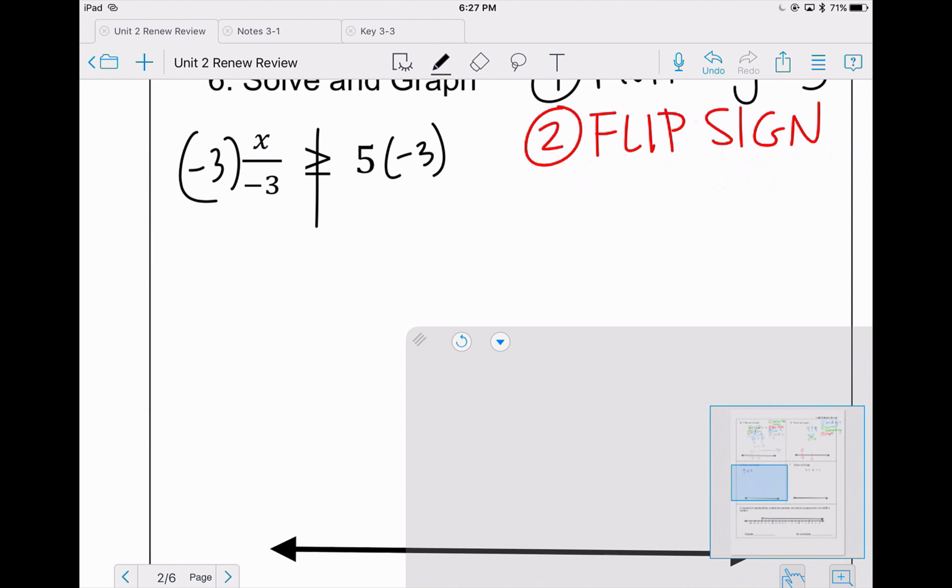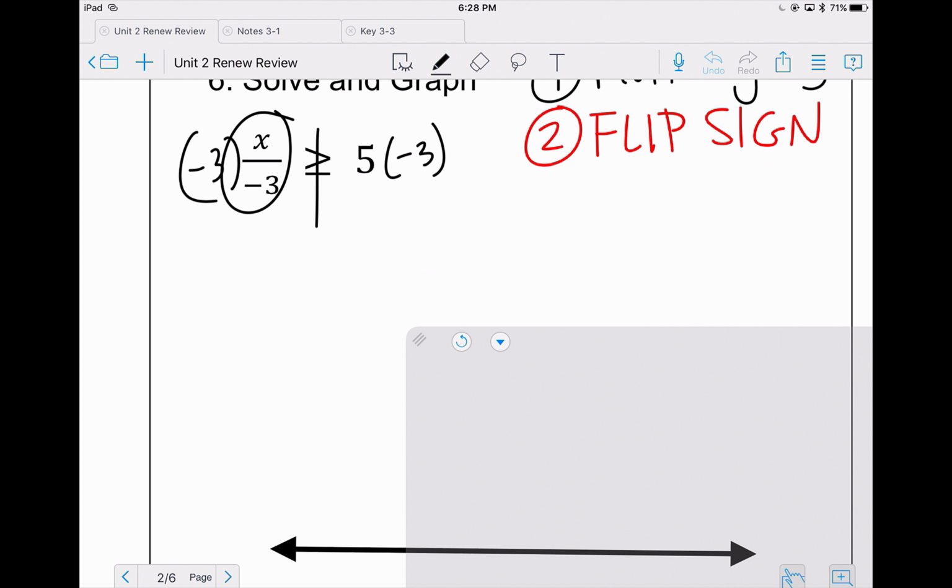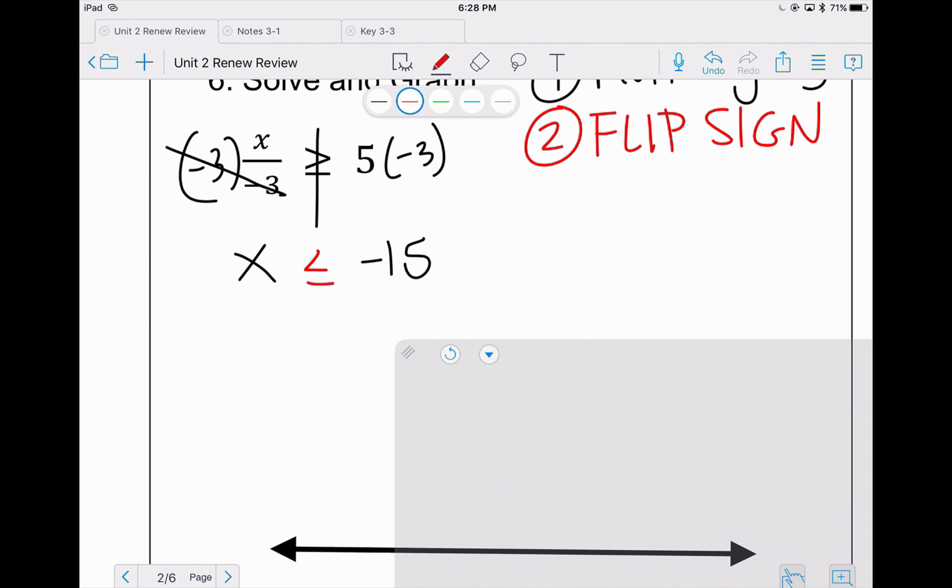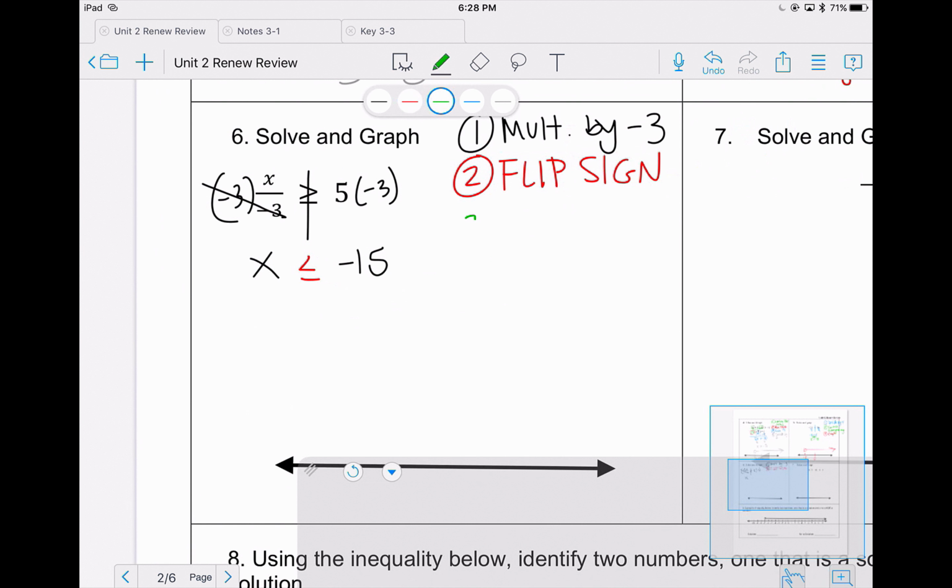Now keep in mind, the whole reason we are multiplying is because this means x divided by -3. The opposite of division is multiplication. So -3 divided by -3 is what's happening over here, and it cancels. That's why we are multiplying. So do not tell me that we now have -3x, because we don't. The -3 is canceled. 5 times -3 is -15, and I'm going to flip my sign because, like I said, I multiplied by a negative.